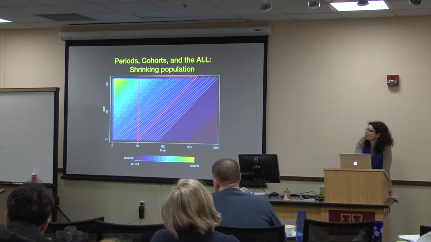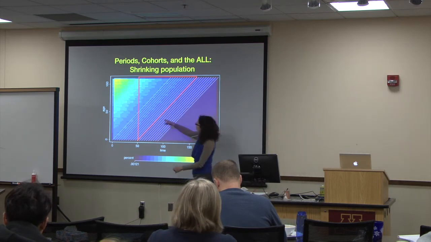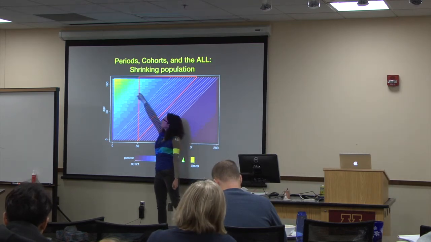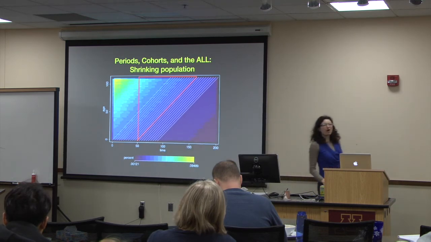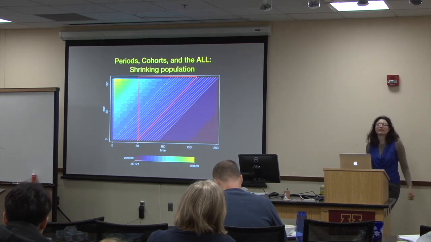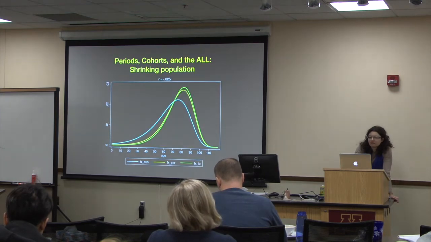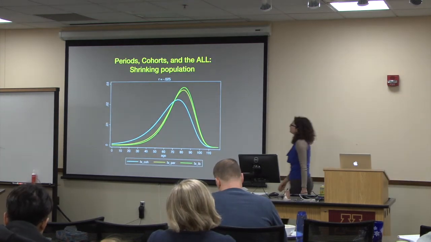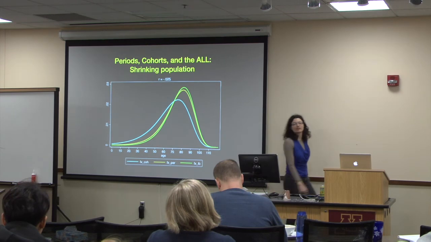You get the reverse in a shrinking population. As you get older and older now, you have more cohorts potentially contributing to each age at death, but also those cohorts are bigger than the younger ones. And so this wildly exaggerates the length bias. The period age at death is larger than the cohorts, and the length bias is larger still.